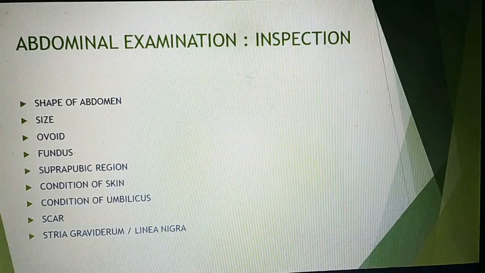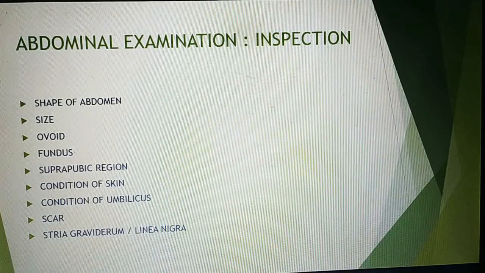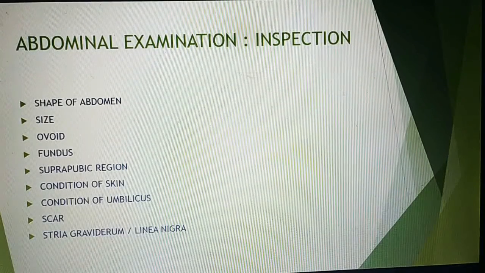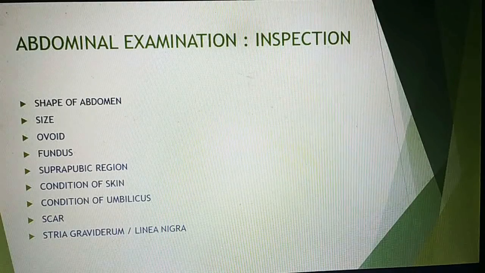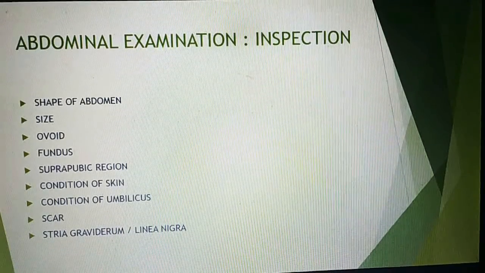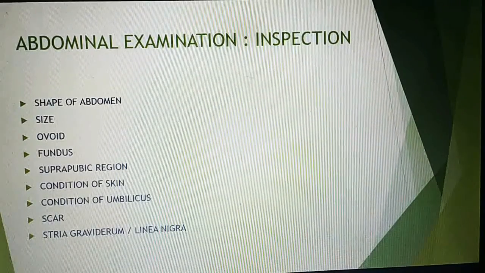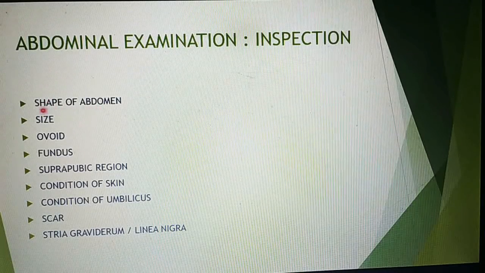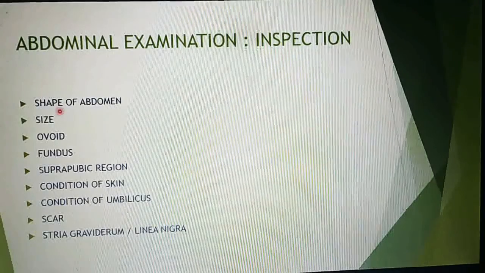Explain to the patient what you are going to do. Take consent. Make the patient lie in dorsal position, with thighs and knees partially flexed. The abdomen is exposed fully and other parts are covered well. So these are the things you should follow before examination, that is very important. In inspection, the first thing you should inspect is the shape of the abdomen. Is it enlarged or unduly enlarged?